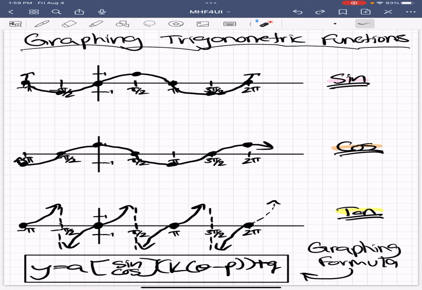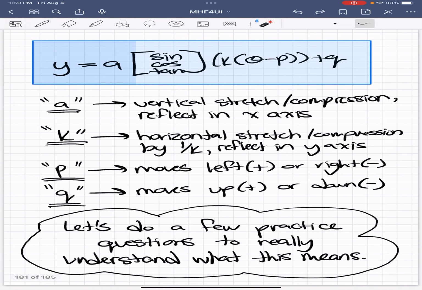So pi over 2 is 90 degrees, pi is 180 degrees, 3 pi over 2 is 270 degrees, and 2 pi is 360 degrees if you would prefer to do it in degrees. I normally stick to radians because that's what we normally use, but we can go back and forth. And then we have the graphing formula, and that's just pictured at the bottom, and we're going to get into what each of the variables mean.